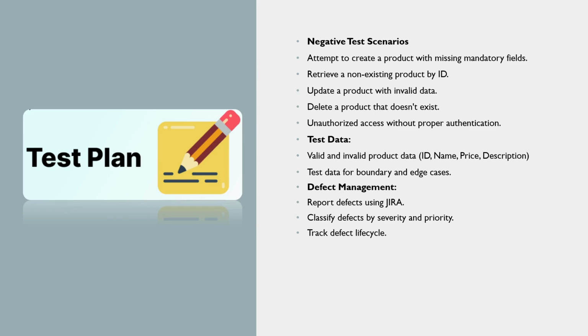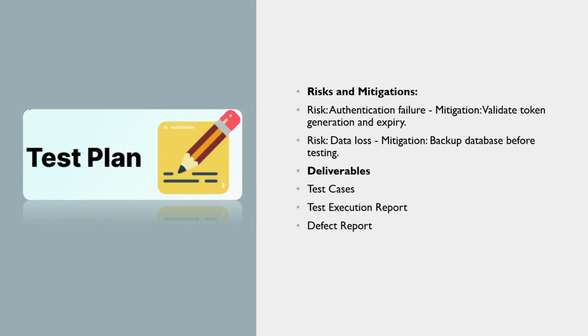Next comes the test data. Here I can use any kind of valid product data. It can be valid, invalid, it can be anything, any kind of product I'll be using. I will also cover the boundary and edge case scenarios. And for the defect management, we will be using Jira for planning all the defects and assigning those defects, and throughout the defect life cycle we will manage the defects from there only. Next is the risk mitigation.